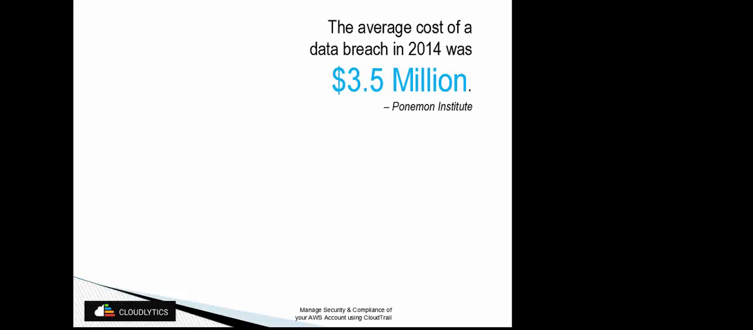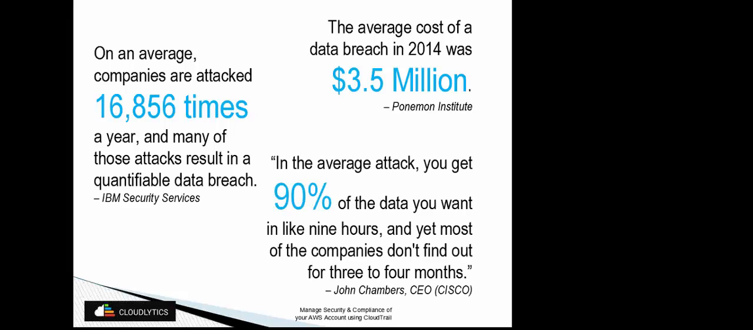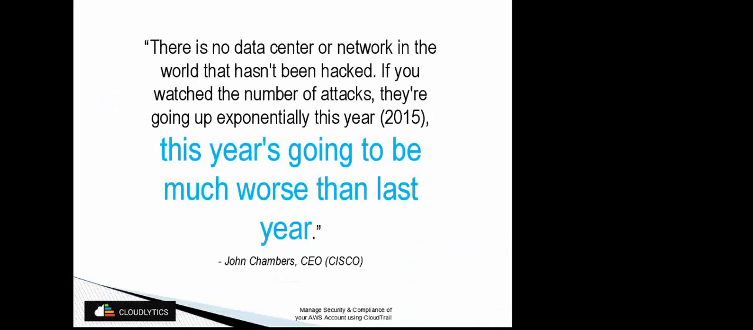The average cost of a data breach in 2014 was around 3.5 million. On average, a company is attacked nearly over 60,000 times. The scariest part of these facts is that 90% of these hacks happen within 9 hours, and companies take 3 to 4 months to even understand that their security has been breached. The numbers here are quite large, and in the coming years this is going to grow exponentially. John Chambers, the CEO of Cisco, has predicted that this year is going to be much worse than the last year.